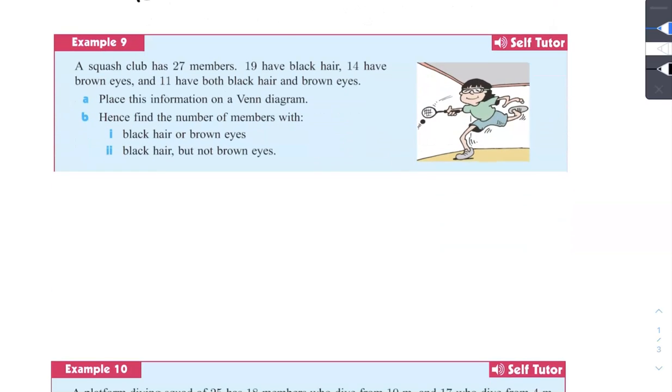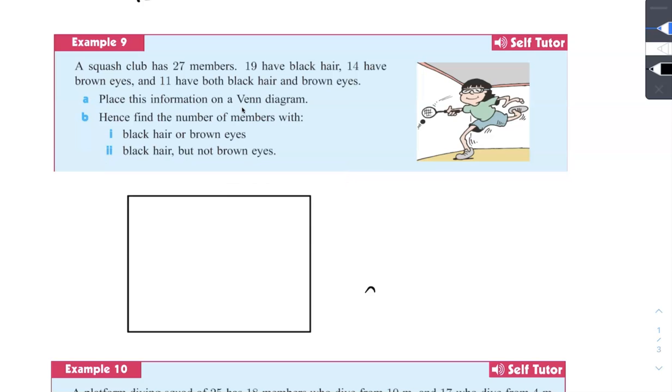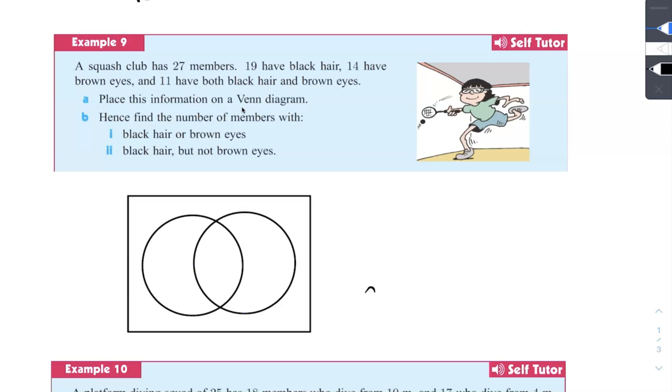A squash club has 27 members, 19 have black hair, 14 have brown eyes, and 11 have both black hair and brown eyes. Place this information on a Venn diagram, so let's do that. We have black hair and brown eyes. Let's put A for black hair and then B for brown eyes. Now, squash has 27 members. That's our universe right there. So my universe is 27.